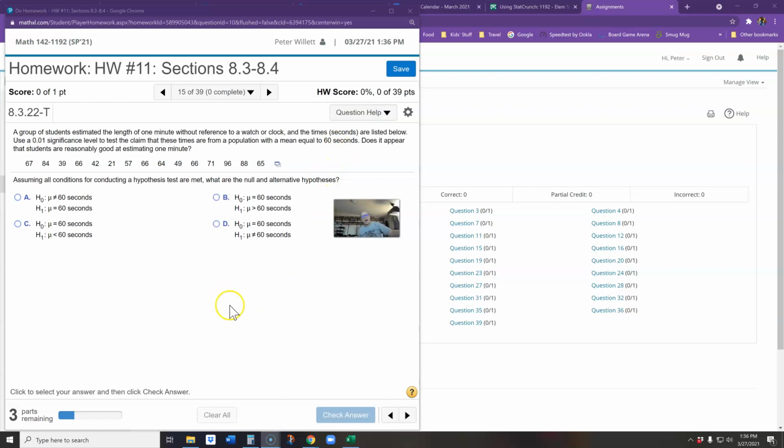So when performing a hypothesis test, the null hypothesis is always about equality. So in this case, our claim is the null hypothesis, which is that mu, the mean population, is equal to 60 seconds. And when your claim is the null hypothesis, then the alternate hypothesis will always just be simply that it's not equal to that number. In this case, not equal to 60. So mu equals 60, and the alternate, not equal to 60, is choice D here in this problem.